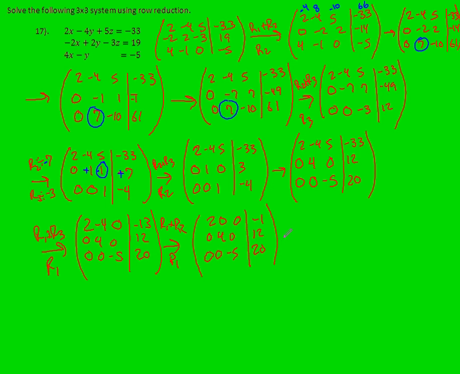And my last step is just to get all those diagonals into a 1. You do that by dividing each row by that leading entry. So divide by 2, divide by 4, divide by negative 5. So it'll be 1, 0, 0, and this will be a negative 1/2 when I divide by 2. 0, 1, 0, and 3. 0, 0, 1, and negative 4. So your answer is x is negative 1/2, y is positive 3, and z is negative 4.